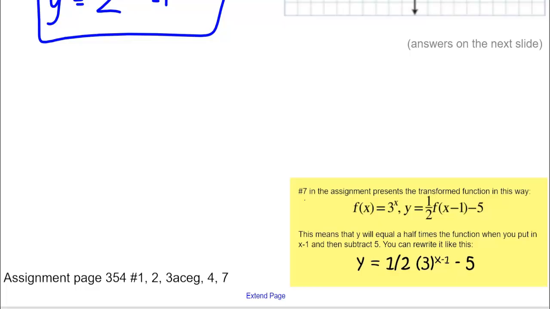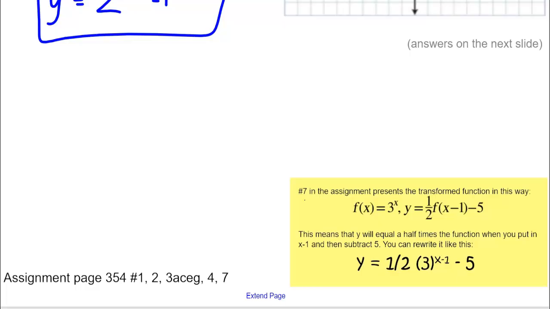You can see when I rewrite that as one equation, and this is on the bottom, y is equal to, the a is 1/2, 1 over 2, times the base, 3, to the power of x minus 1, subtract 5. See if you can figure that out. That's what number 7 uses as its transformed function, and you'll need to understand that.